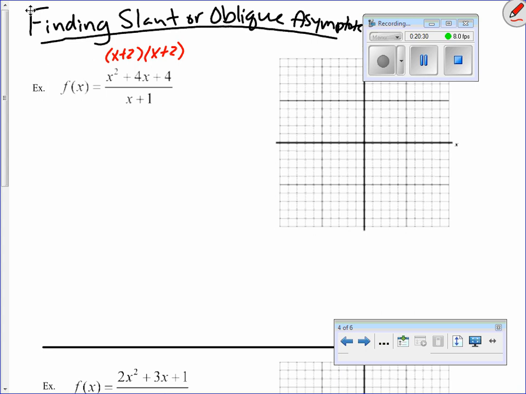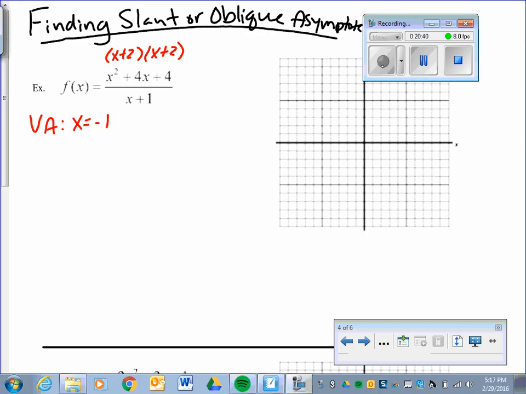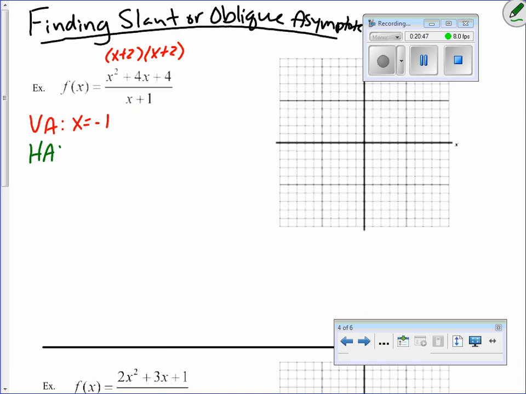So let's just go ahead and quickly find the vertical asymptote. I think that's easy enough to do. That's going to be at x equals negative 1. Okay, so next thing we want to do, do we have any horizontal asymptotes? Well, none of you are here to answer that question, so I'm going to answer it. The answer is no. The degree of the top is bigger than the degree of the bottom, so there is no horizontal asymptote, but there is going to be a slant asymptote. And I find that by dividing x plus 1 into x squared plus 4x plus 4.